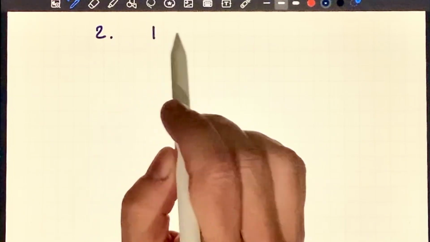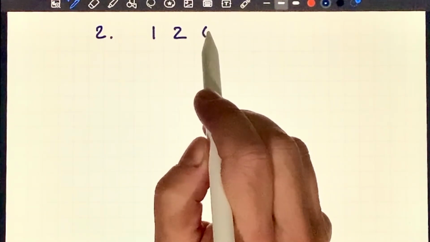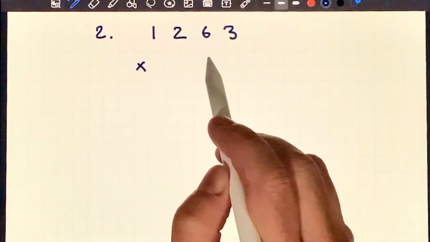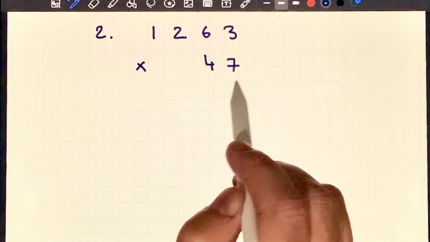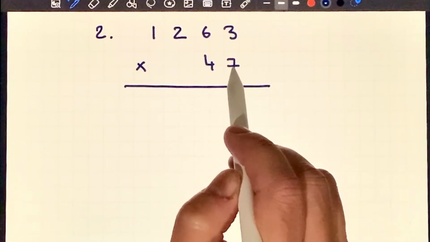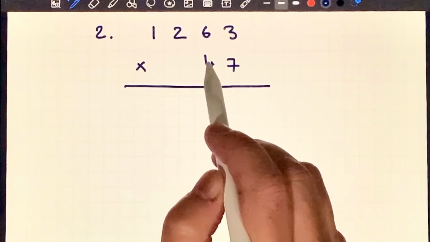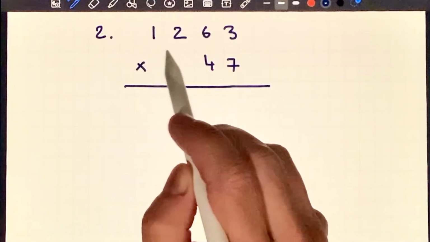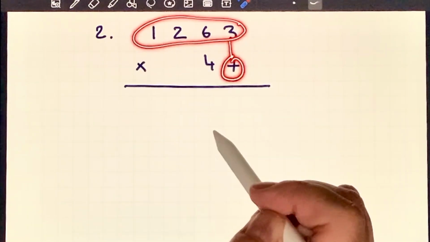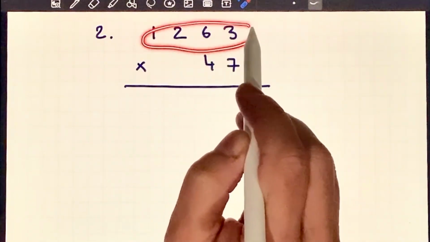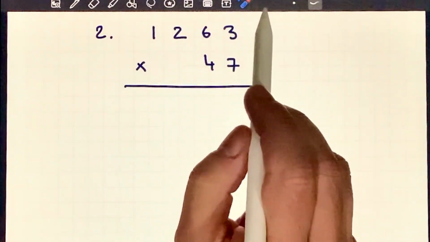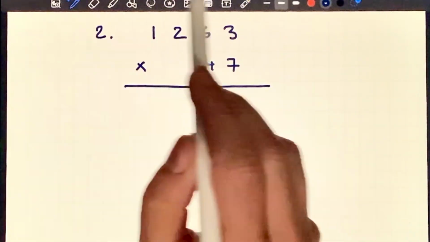Now here we are multiplying 1263 by 47. So now we have 2 digits, and that means we're going to multiply every digit in this number by the 7, and then we're going to multiply every digit in this number by the 4. So I'm going to start with my 7.